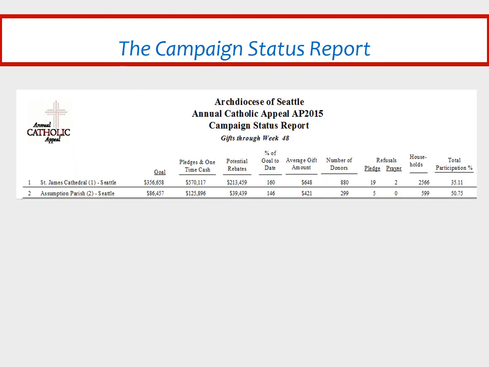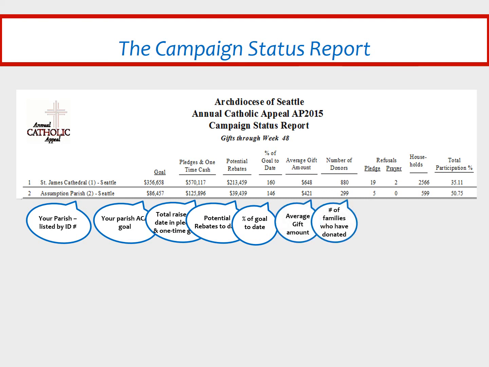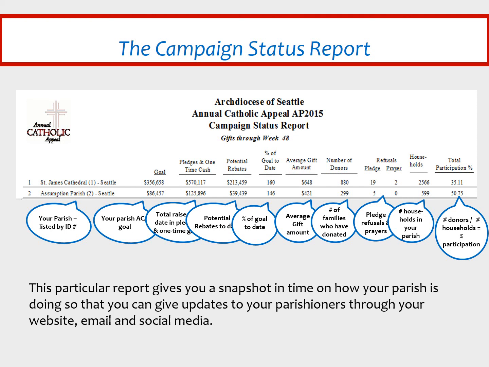The campaign status report. Here is a snapshot of what the campaign status report looks like, and I'm just going to walk you through it from left to right, showing you what each column stands for. First, you have your parish listed by ID number, your parish ACA goal, the total raised to date in pledges and one-time gifts, potential rebates to date, percent of goal to date, average gift amount, number of families who have donated, pledge refusals and prayers, number of households in your parish, and the number of donors divided by the number of households will give you the percent participation.